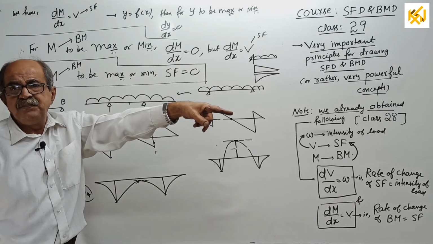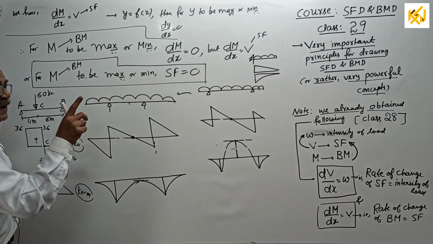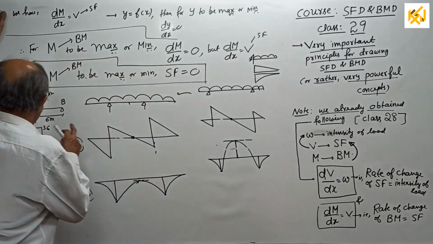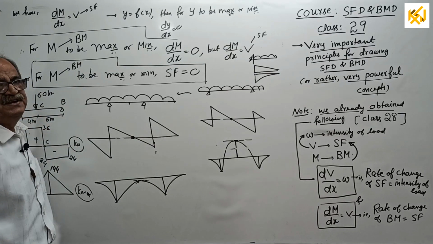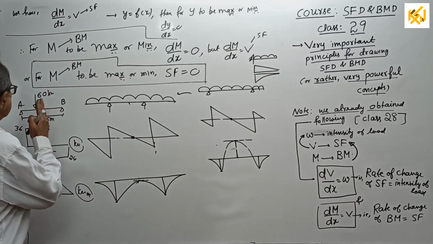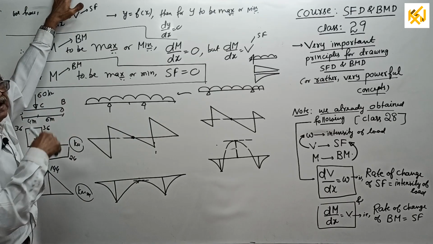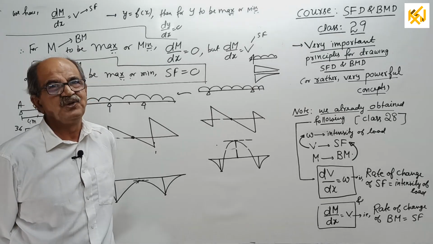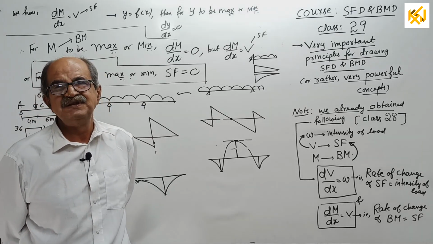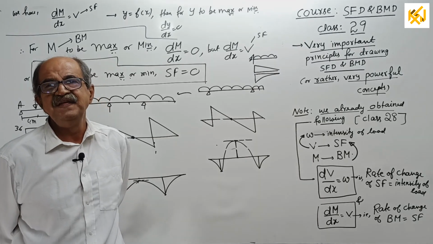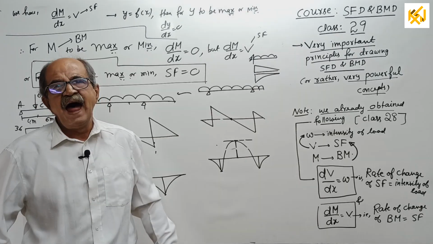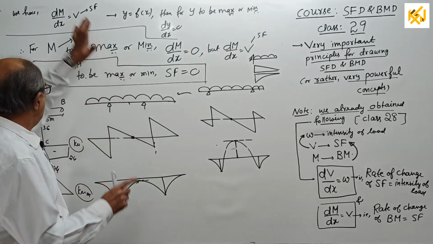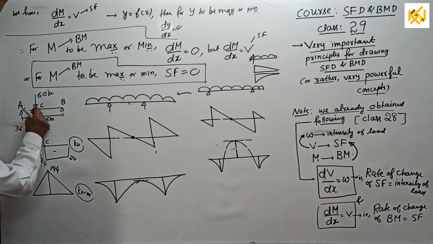In the upcoming classes, in my SFD BMD course, I will tell you that wherever there is a point load, you have to find the shear force twice. Once just to the left side, once just to the right side. Some people will tell once considering the load, once not considering the load. No, that is a completely wrong principle. Considering the load or not considering the load, that way the principle is not there. I will tell once just to the left, once just to the right.